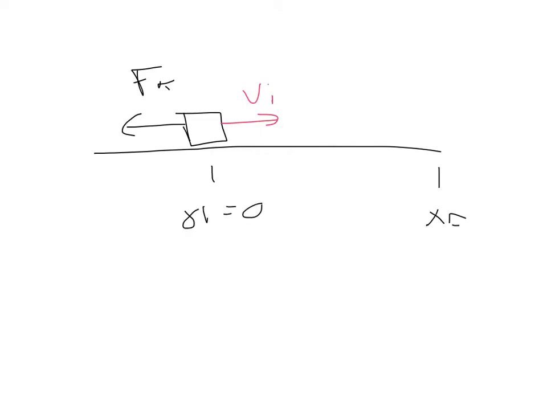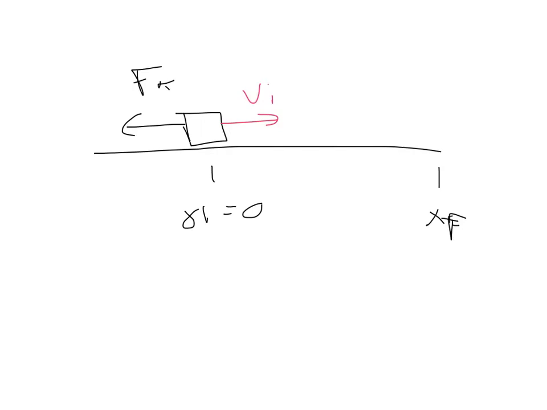Say it's moving with some initial velocity v, as we talked about, and that it has this force of friction acting in the opposite direction, and that it's acting over this distance. I'll call it x final. I'll say my x initial equals 0. This is my x final.